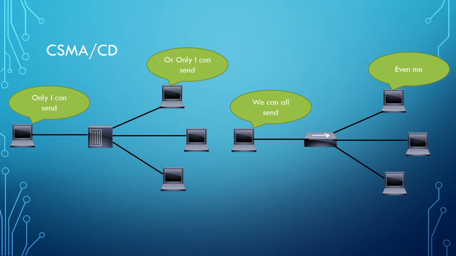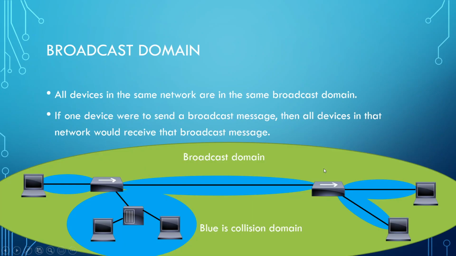So this shows the difference between a hub and a switch. As you can see, with the hub, only one device can send at a time. With a switch, we can all send at the same time, and there won't be any issues because each port represents its own collision domain. Each port has its own dedicated amount of bandwidth. These devices are not sharing bandwidth. They're each dedicated, let's say, 100 megabits per second of bandwidth which they can use.